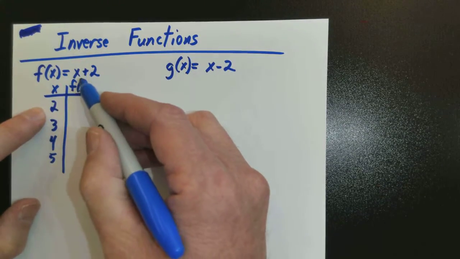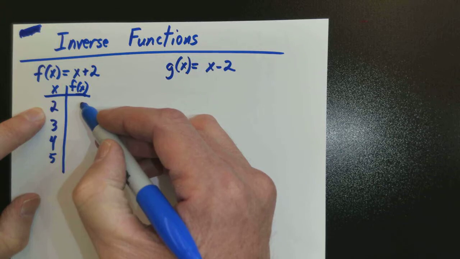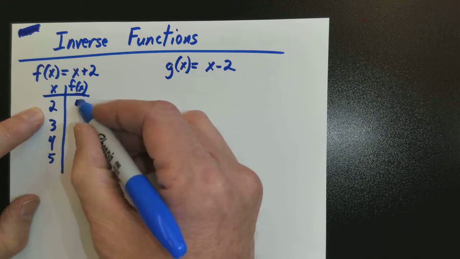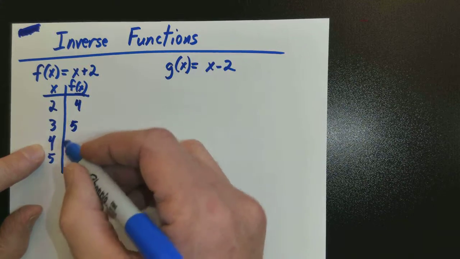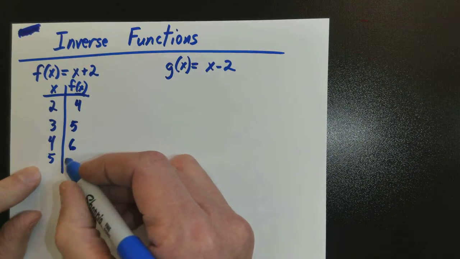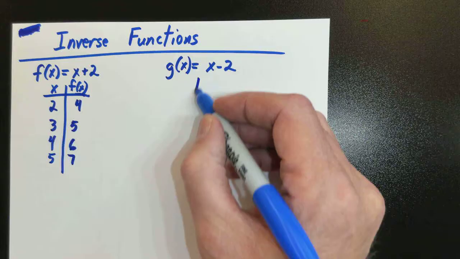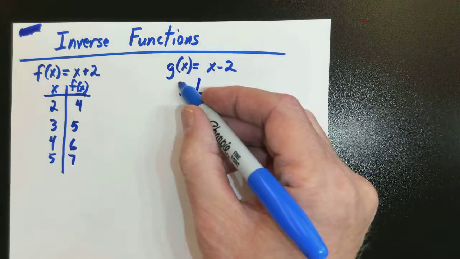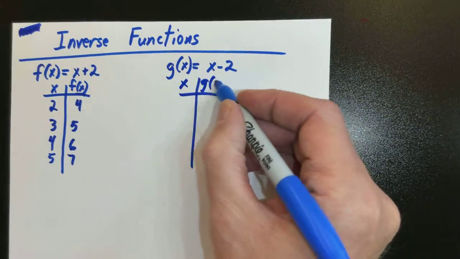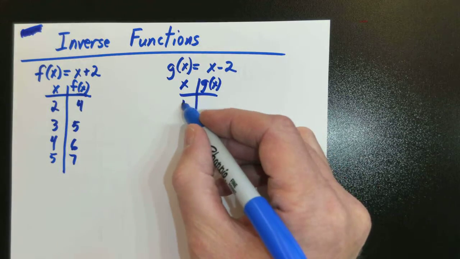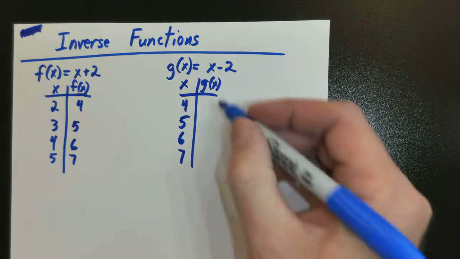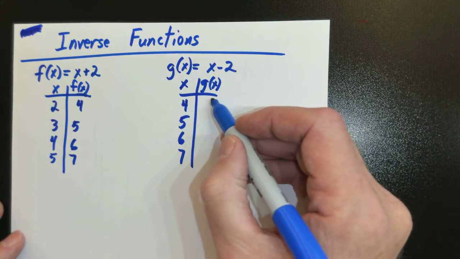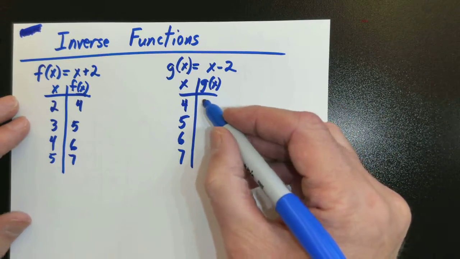If x is 2, what's f of x? 4. Okay, 4, 3, 4, 5. All right. Now, let me make x and g of x here. Let me start at 4 here. If x is 4, g of x is?